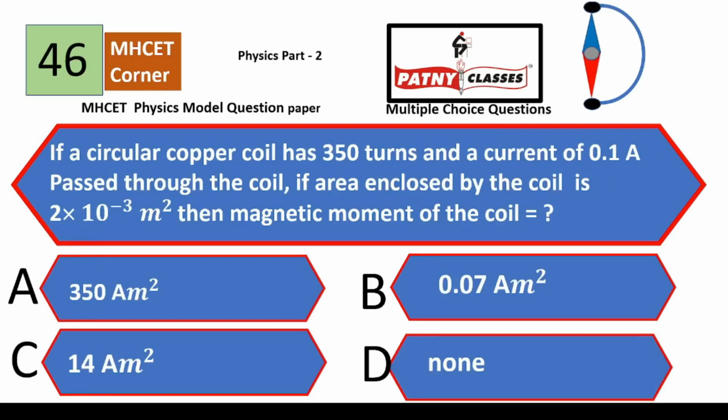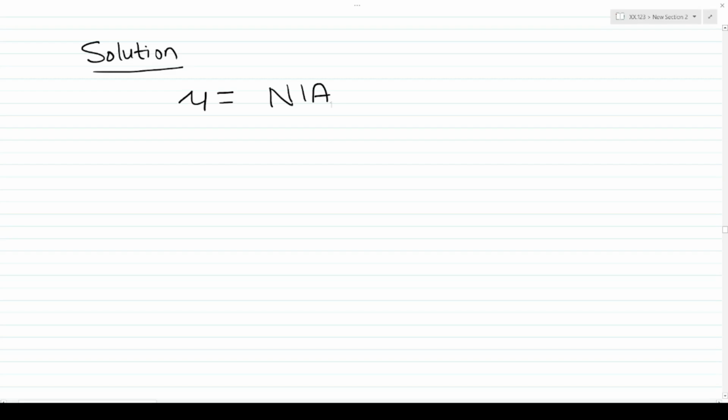Question number 46. If a circular copper coil has 350 turns and a current of 0.1 ampere passed through the coil, if area enclosed by the coil is 2 into 10 raised to minus 3 meter square, then magnetic moment of the coil equals to how much? Option A, 350 ampere meter square. Option B, 0.07 ampere meter square. Option C, 14 ampere meter square. Option D, none. Here is the formula. Mu equals to NIA. Please do calculation and write down the correct option in the comment box.